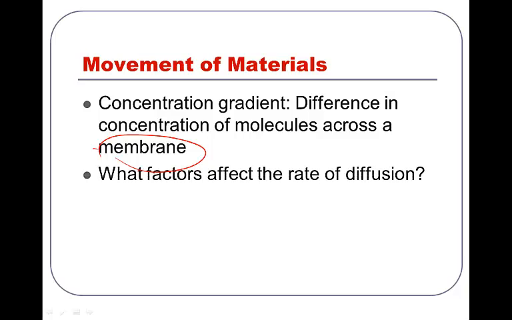Now, there are some factors that affect how quickly things are going to diffuse into a cell, out of a cell, or in a room. So let's go back to my Axe body spray example. I'm going to spray some in the front of the classroom, and I want you to smell it as quickly as possible. What can I do to make you smell it faster?